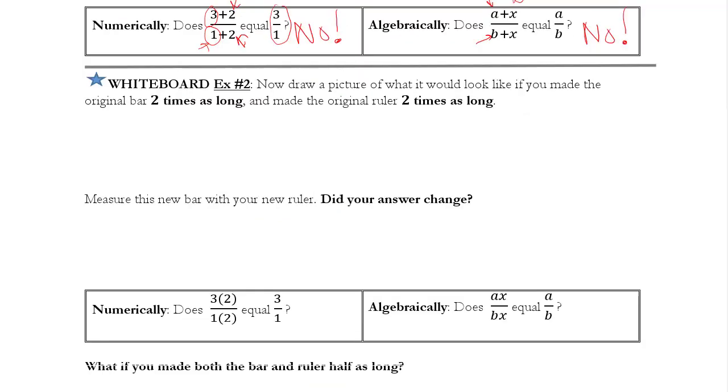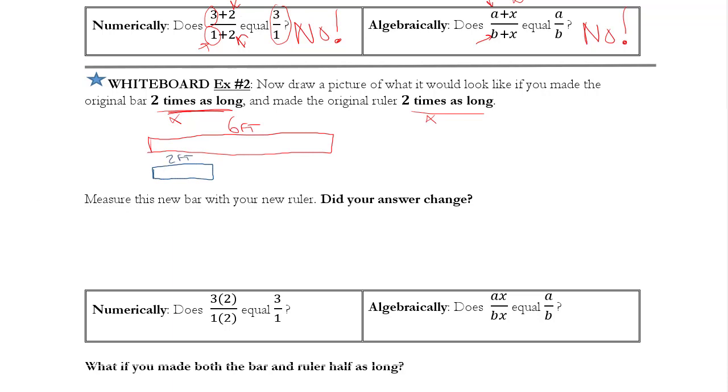Okay, let's keep going. So that was really an example of the additive model. Let's look at the multiplicative model. Our next example says, let's draw a picture of what it would look like if you made the original bar 2 times as long. Instead of adding 2 feet to it, you made it 2 times as long, and you made the original ruler 2 times as long. Originally we had a length of 3, so let's make it 2 times as long. So here's our new length, which is 6 feet, because it was 3 and we multiplied it by 2. And our ruler, originally it was 1 foot, so let's also multiply that by 2. And so our new ruler is going to be 2 feet.